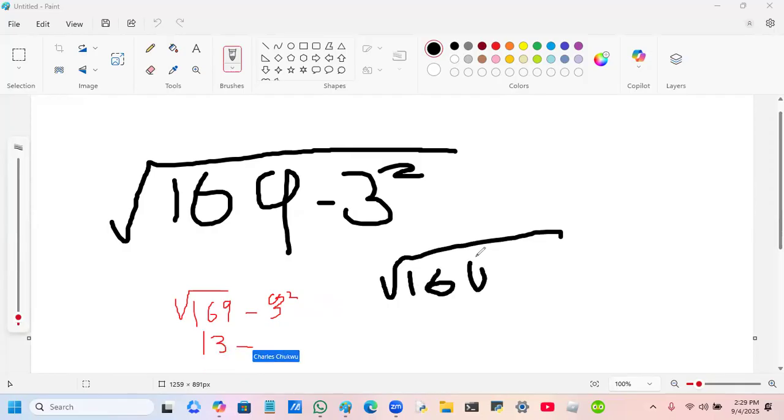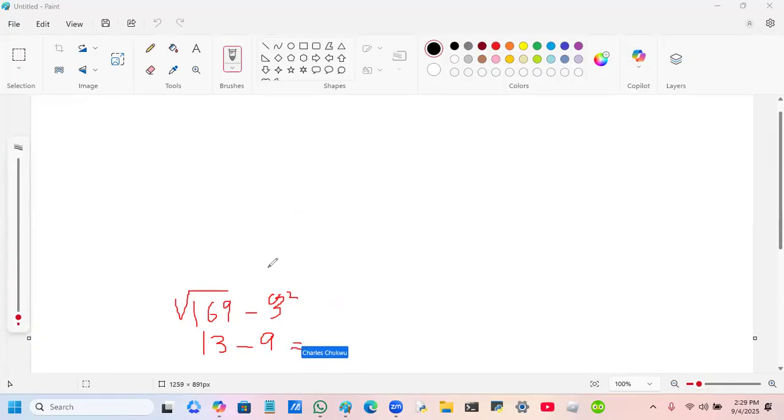Mean square. Can you stop annotating? Mean square is 9. 13 minus 9 is 4. Please write it. But that's not what they wrote.